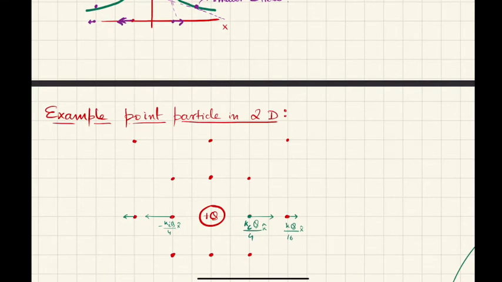And now we can ask, okay, what's happening along the y direction? Well, along the y direction, you have the same thing. The magnitude is the same, k_c q over 4 over here, and this is going to be k_c q over 16.